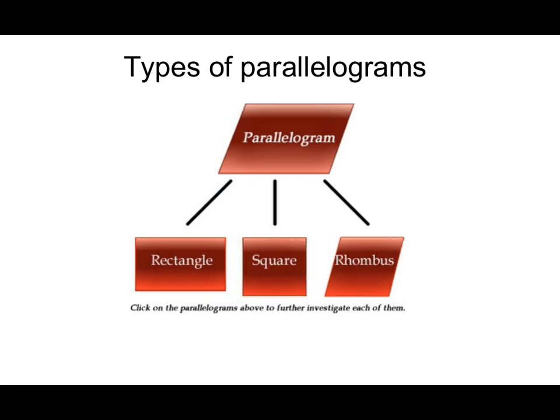As you can see here, these are our different kinds of parallelograms. So on the rectangle, the opposite sides run parallel and will never intersect. Same with the square. Opposite sides will never intersect. And same with the rhombus. The opposite sides will never intersect.